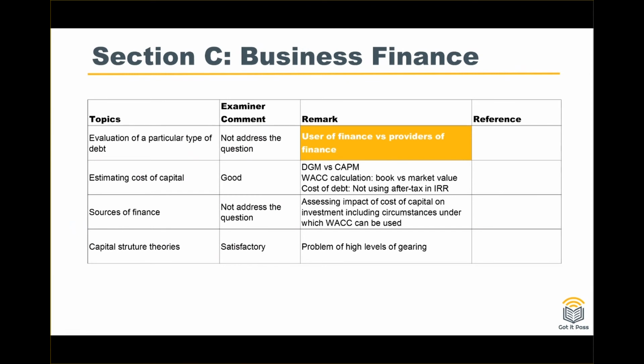Next, section C. This topic is about business finance. Business finance means you have to work on the cost of capital, the WACC, and some sources of finance. And the topics here, the examiner lists out 4 topics to address. The first is about evaluation of a type of debt.